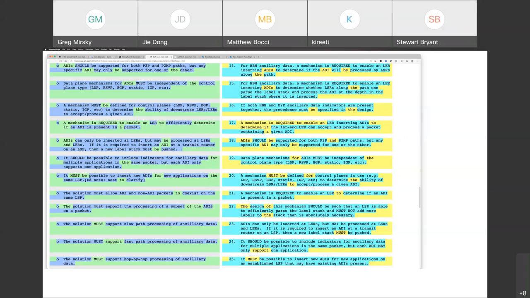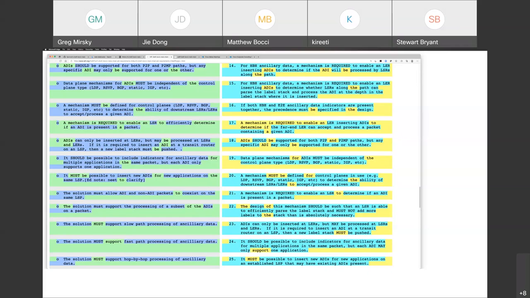Yeah, and I also see the point to point and point to multipoint. Bullet 18 mentions maybe one ADI may only support point-to-point or point-to-multipoint. So this also makes me a little confused about the types of indicator we need to consider here. I think that depends on the application.